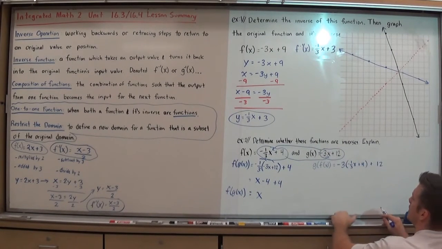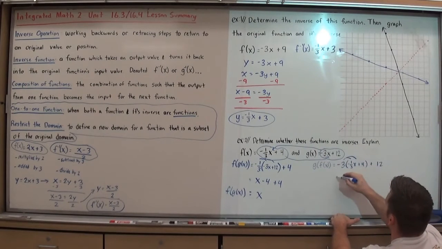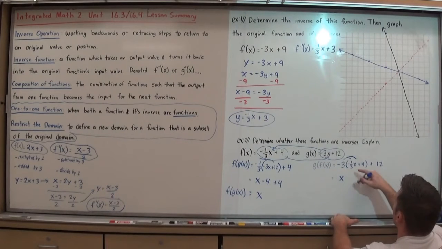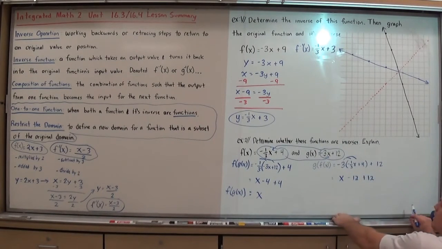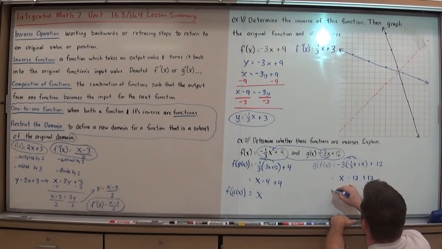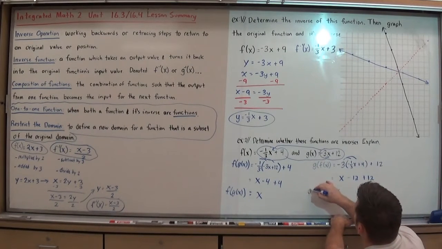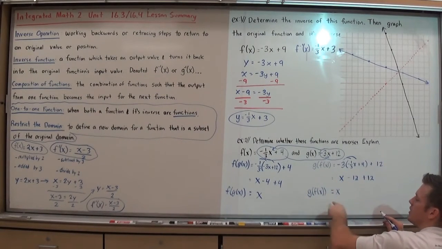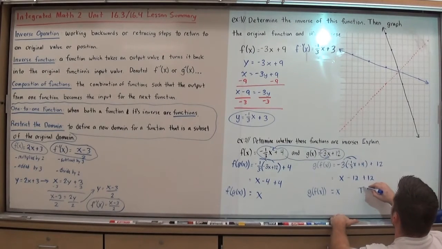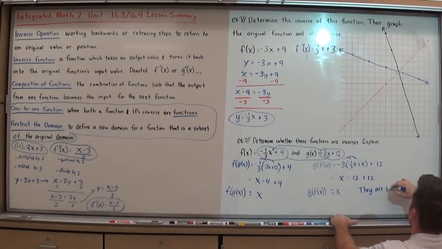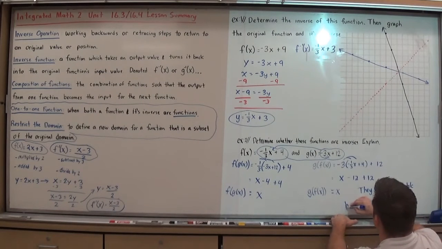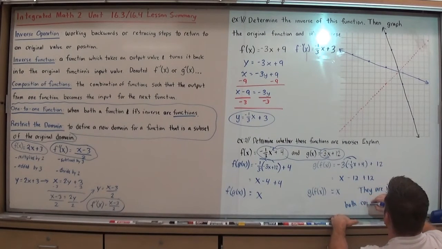And now, just like I did here, it's just a matter of simplifying it. Negative 3 times negative 1/3 is positive 1x. Negative 3 times positive 4 is negative 12. Plus the 12 on the outside gives me x minus 12 plus 12 equals x. So g of f of x equals x. Since it equals x for both, they are inverses. And I can just say they are inverses because both compositions equaled x.